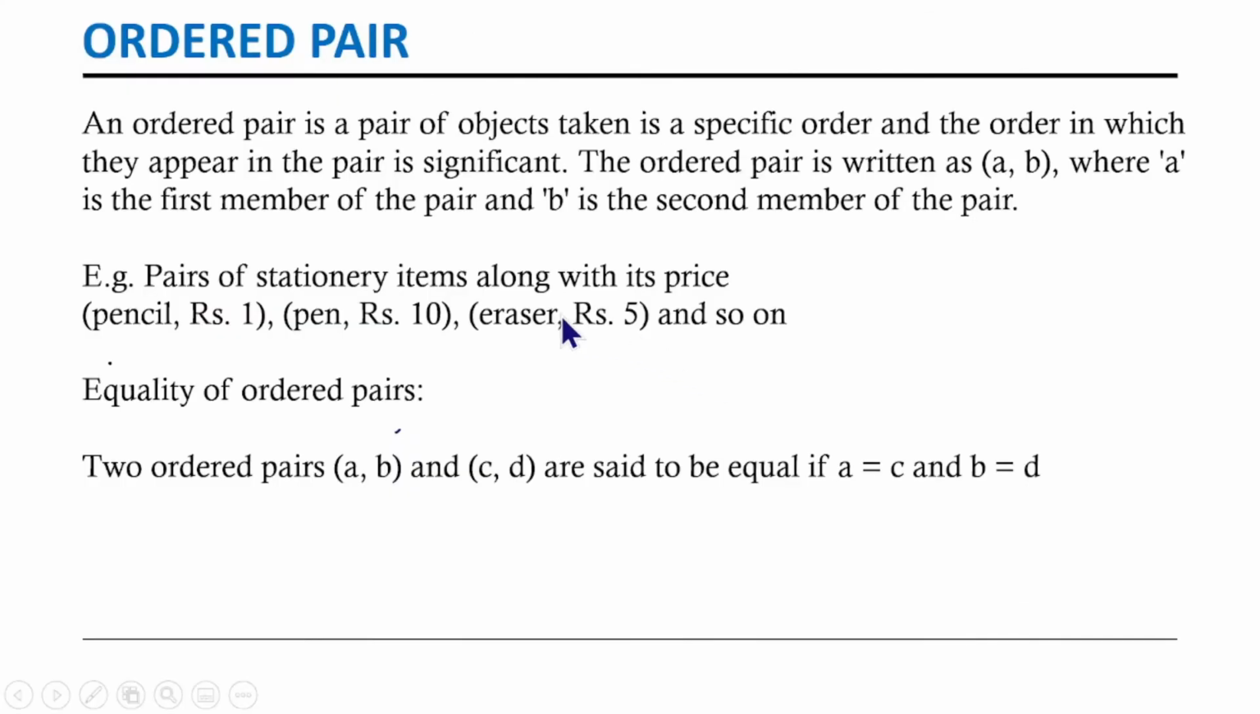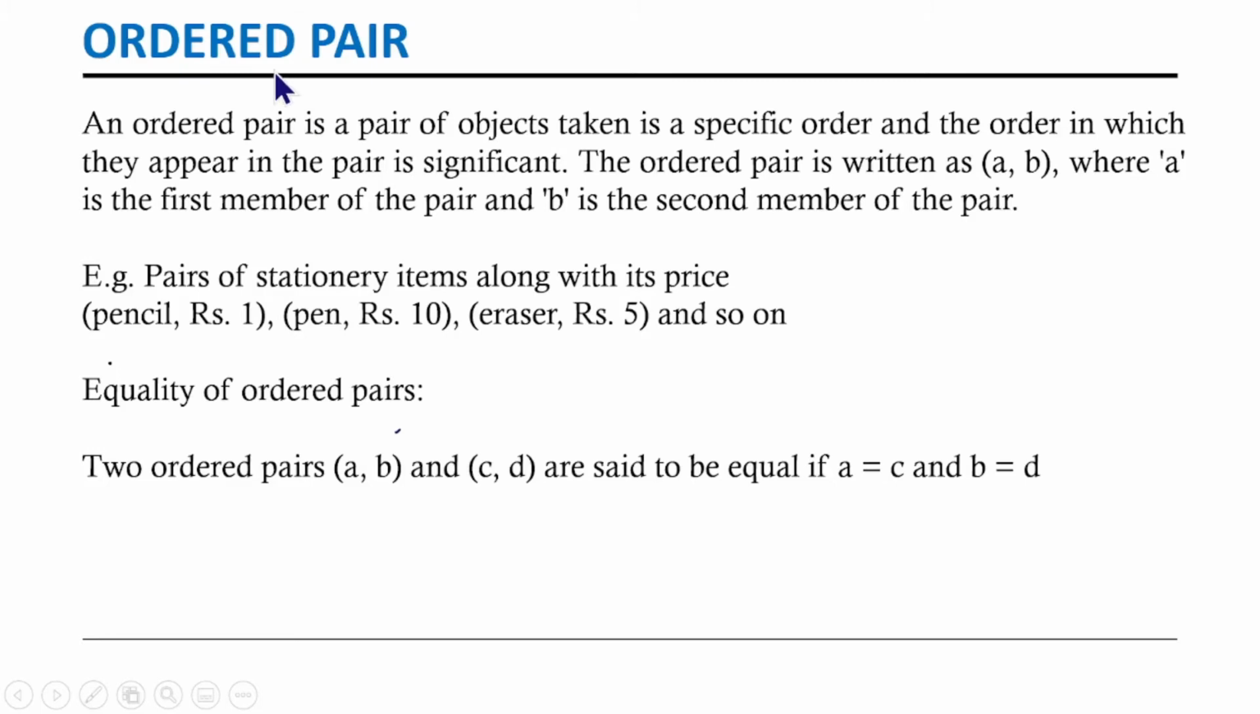First we will see what an ordered pair is. An ordered pair is a pair of objects taken in a specific order, and the order in which they appear in the pair is significant. The ordered pair is written as (a, b), where a is the first member of the pair and b is the second member of the pair.